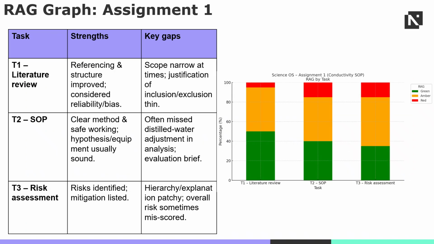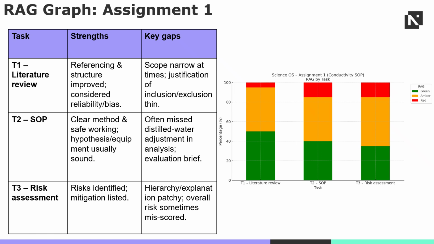So let's explore Assignment 1 first of all. This is the assignment that moves from literature to an SOP and risk assessment for measuring conductivity in river water. The RAG shows literature review equals mostly green, SOP mostly green and amber, with risk assessment mostly amber, with some reds where reasoning was thin.